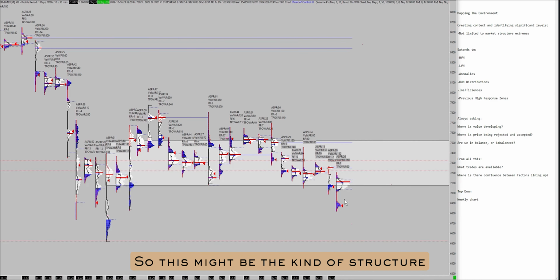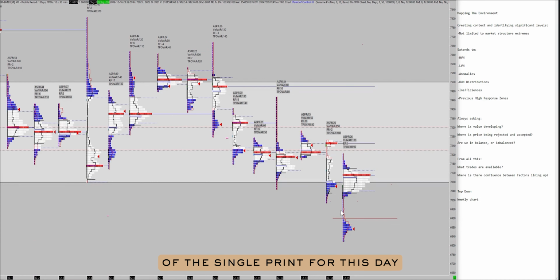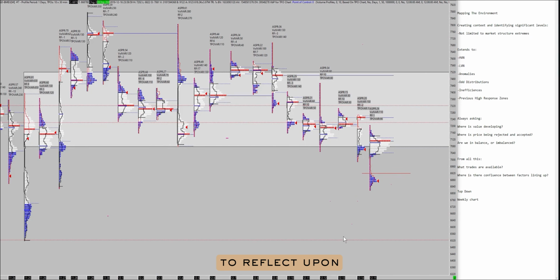So this might be the kind of structure where you would look to initially find resistance at this single print before potentially continuing down to this low. So we'll monitor for that. We're going to go ahead and mark off the beginning of the imbalance compared to where we currently are. The beginning of the imbalance is the beginning of the single print for this day that we're currently looking at, to reflect upon as we see how we move forward.